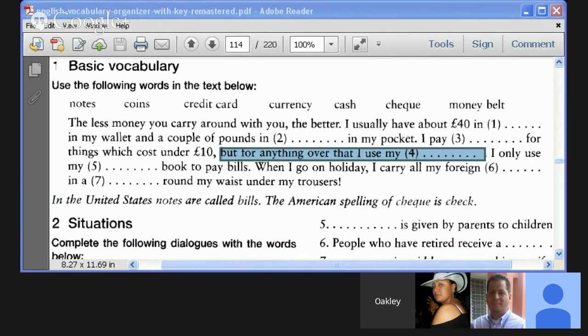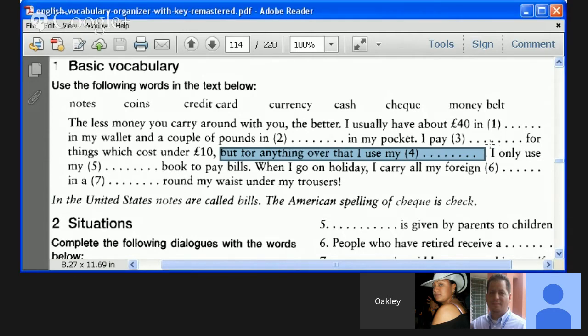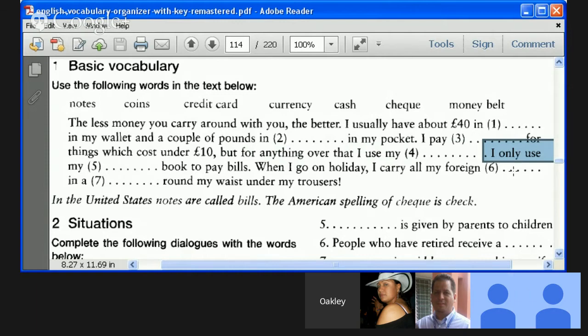Okay, let's take over reading our little paragraph here from here. Javier, can you take over from here, filling in the blank? From I only use. Yes, please. That's right. I only use my blank book to pay bills. Your blank book.